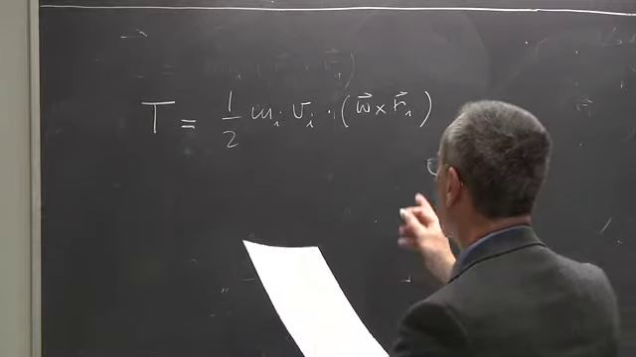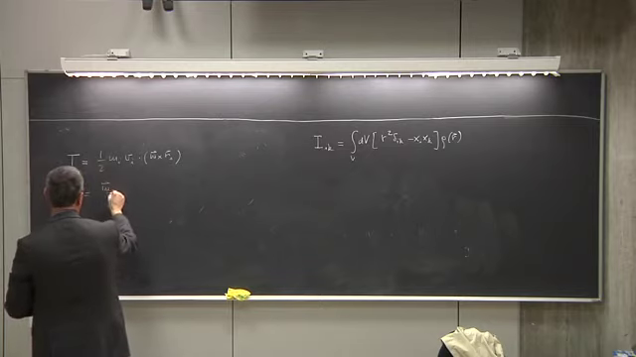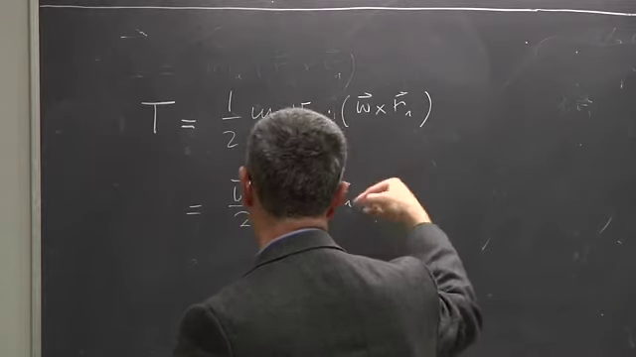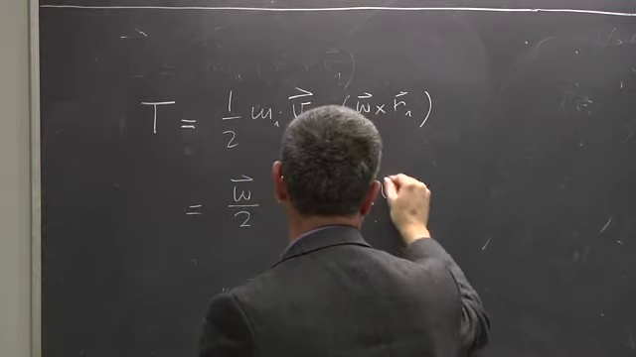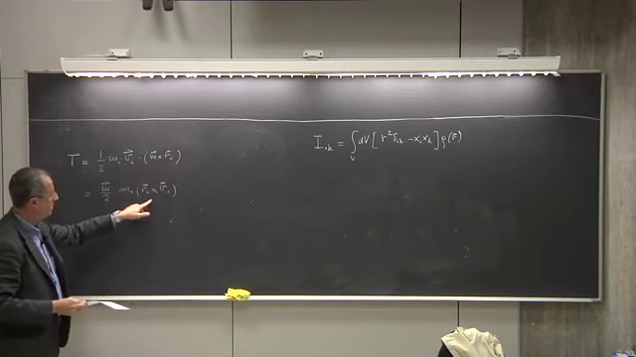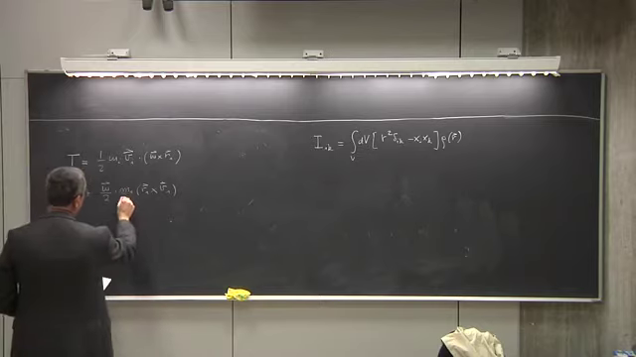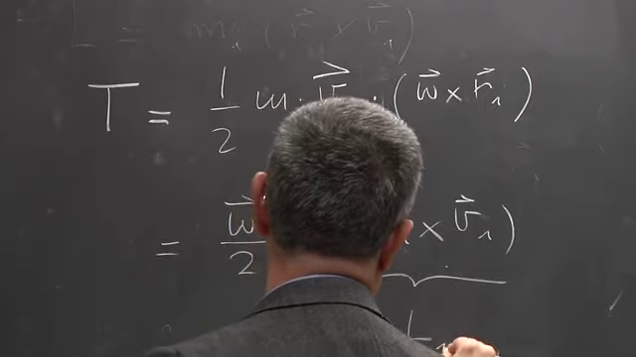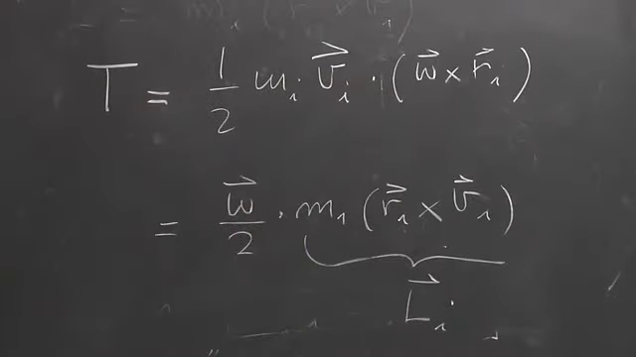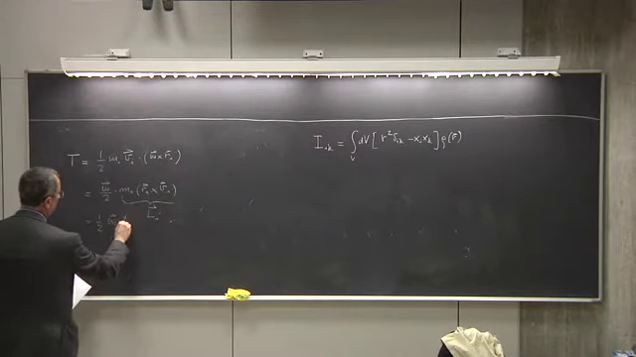Okay, and then I can go around, right? Because these things can be written as the omega vector divided by 2, m_i r_i cross v_i. But this is just this quantity here. When you sum, this is just what we define to be the angular momentum of that collection. So you see the kinetic energy essentially is 1/2 omega L.